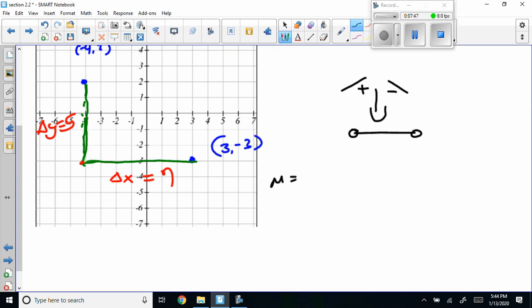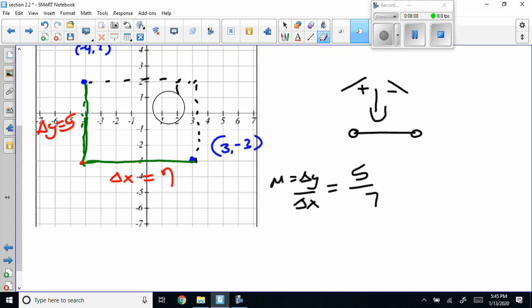So slope is changing Y over changing X. It's 5 over 7. Now I'll put my sign to it. Because if I come over and then down like this, people get confused about what is what. So I normally put my sign on afterwards. If I were to connect these two, which way from left to right would it be going? From left to right, it would be going downhill, correct? So therefore, it must be a negative 5 over 7.